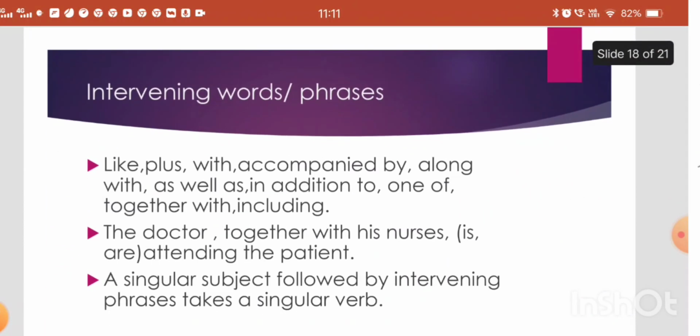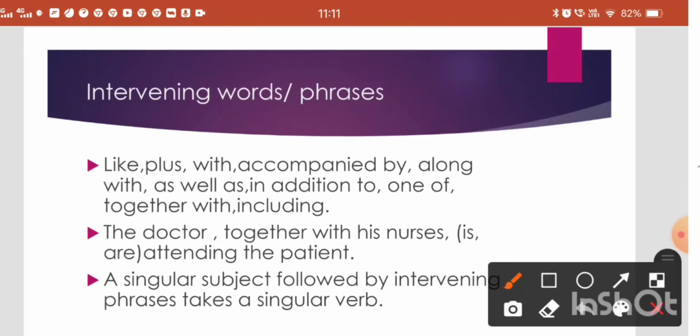The most important is intervening words or phrases. What are the intervening words? The words and phrases which come between the subject and the verb. And what are they? Like, plus, with, accompanied by, along with, as well as, in addition to, one of, together with, including. The doctor together with his nurses is or are attending the patient.